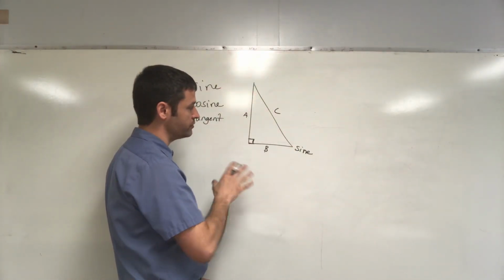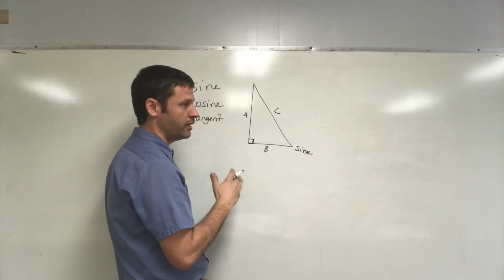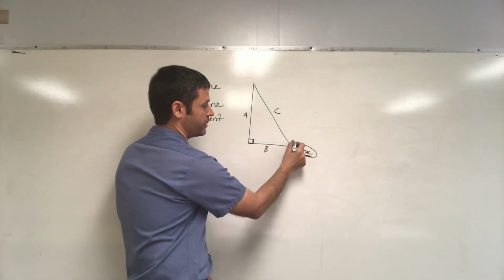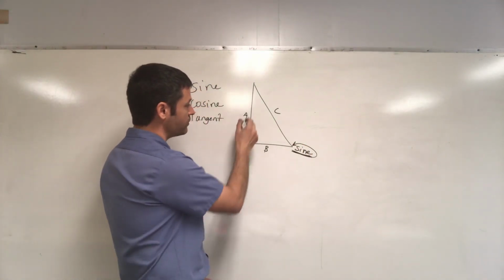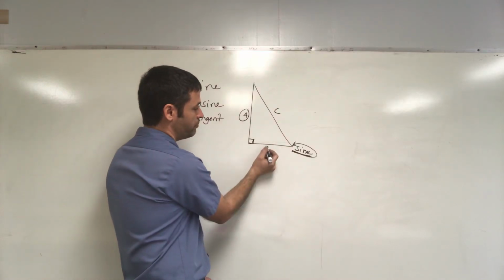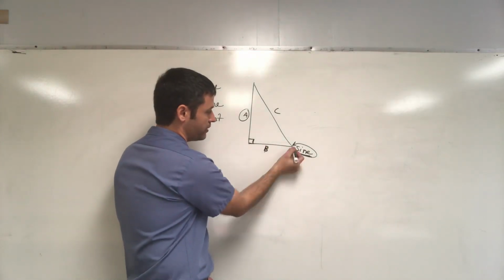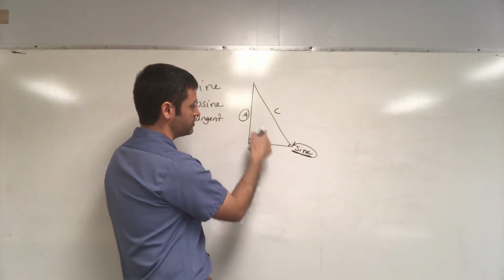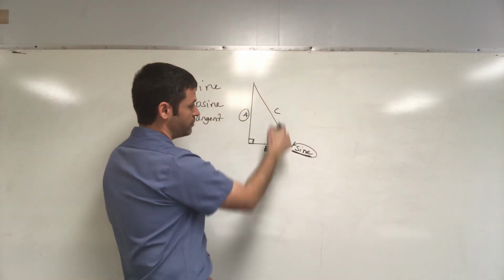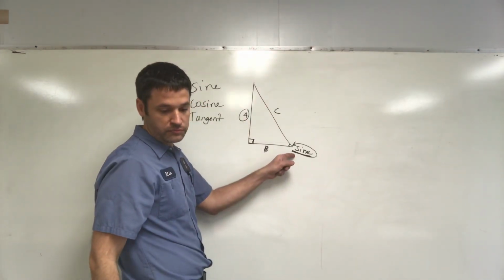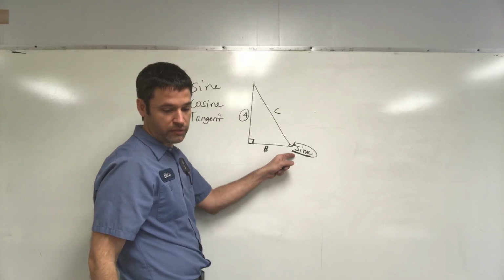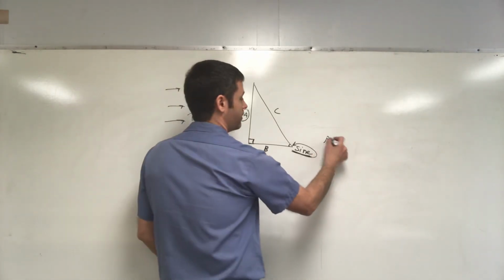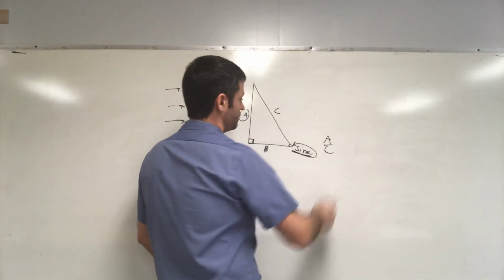And then the other two terms are opposite and adjacent. And it all depends on your perspective. What angle are you talking about? In this case, we're talking about the sine of this angle right here. So the side that's opposite that angle is A. B is adjacent. This is right next to this angle. For this angle, this is the side that's adjacent. This is the side that's opposite. This is the hypotenuse. For the sine of this angle, the ratio is the length of the leg opposite the angle to the hypotenuse. So the sine of this angle is A over C, opposite to hypotenuse.